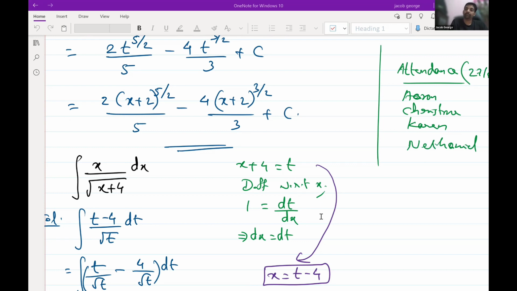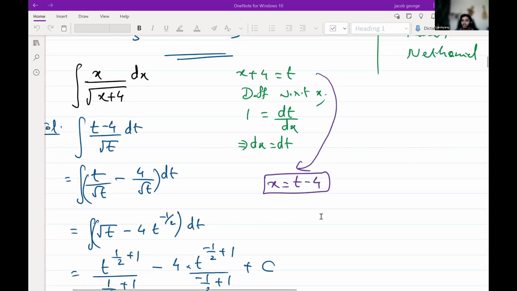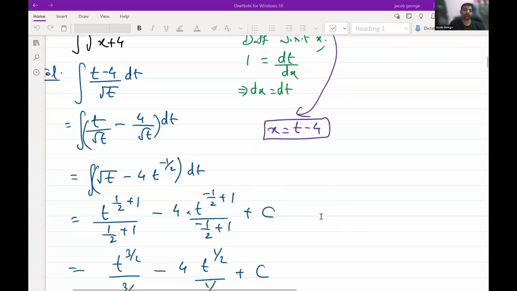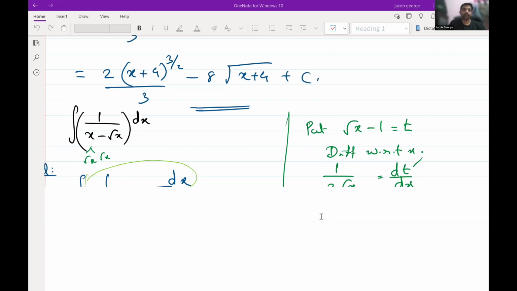Okay. Yes, sir. So in substitution, there are 3 types. Trigonometric substitution is also there. And this one is root x is t. Then after taking root x outside, we have to put root x is t. Then 1 by root x dx is dt.